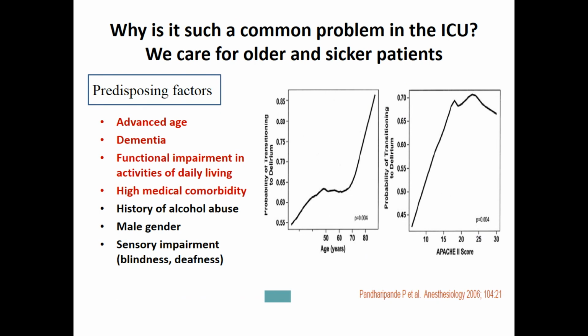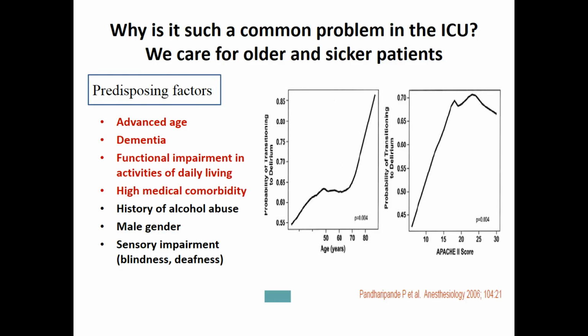Why is it such a common problem in the ICU? I think at least part of the answer is that we're more and more taking care of patients who are older and sicker. And if you look at predisposing factors, these are things that patients bring with them to the hospital even before they become ill. Advanced age, dementia, and high medical comorbidity are among the most common risk factors, or I should say predisposing factors. And these are things that are more and more common to see in the ICU over time as patients are getting older and bring with them more comorbidities.